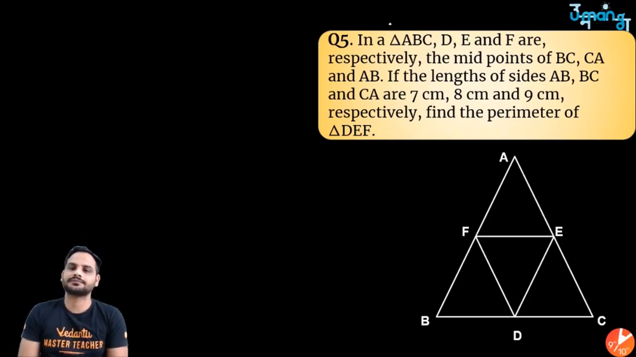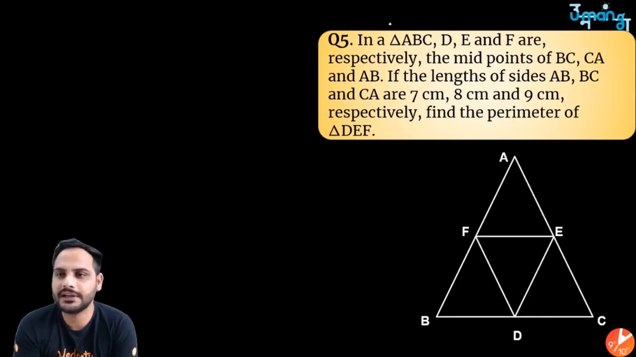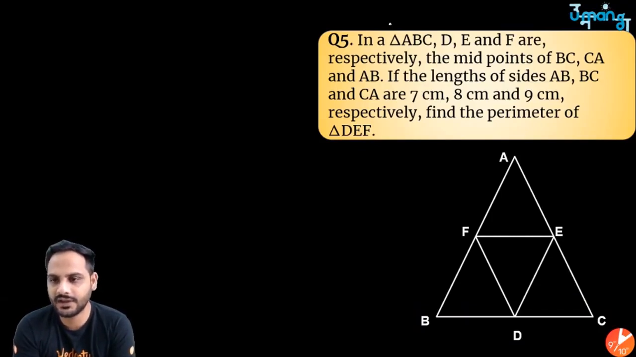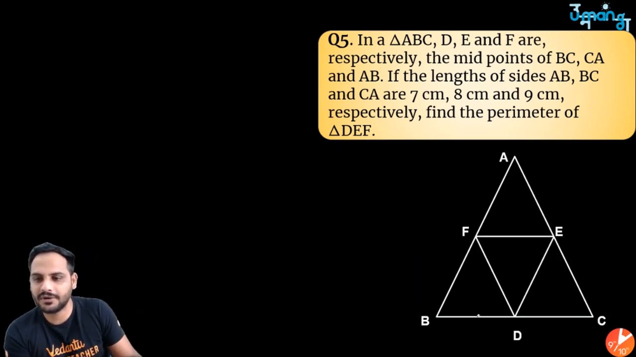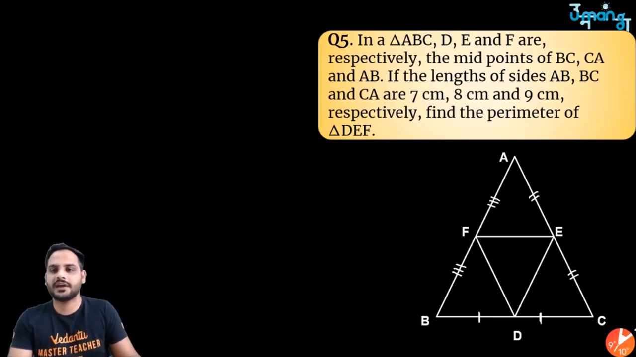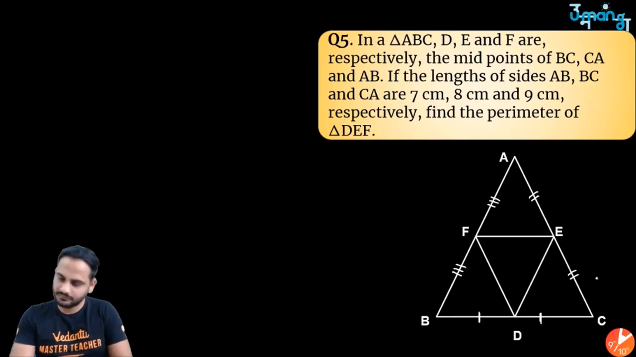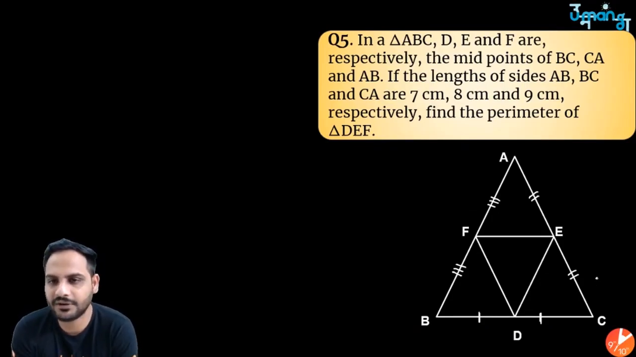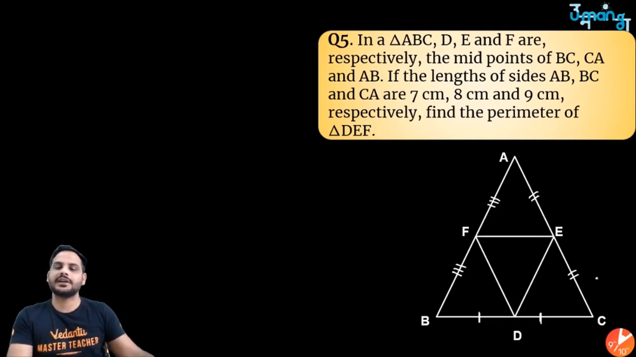नेक्स्ट क्वेश्चन क्या है देखो, in a triangle ABC, D, E and F are respectively the midpoints of BC, CA and AB. So D is the midpoint of BC, E is the midpoint of CA and F is the midpoint of AB. This is what is given. AB, BC and CA are of 7, 8 and 9 centimeter. AB 7 का है, BC 8 का है and CA is of 9 centimeter. Find the perimeter of triangle DEF. ठीक है, perimeter of DEF पता करना है बेटा.